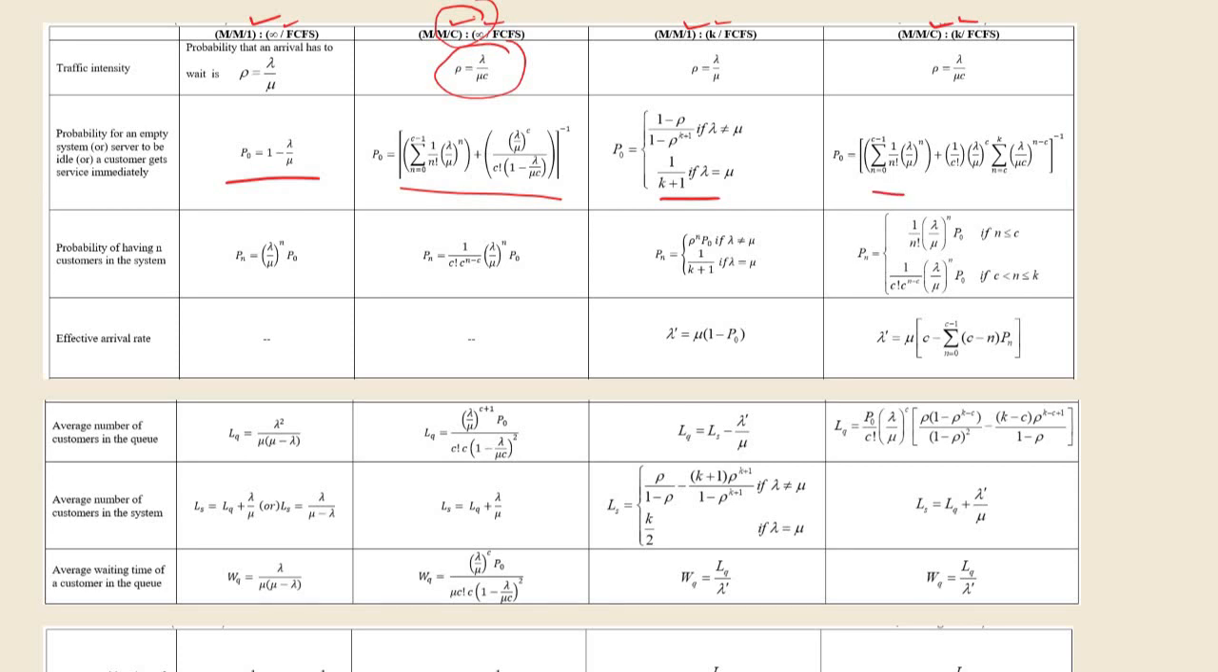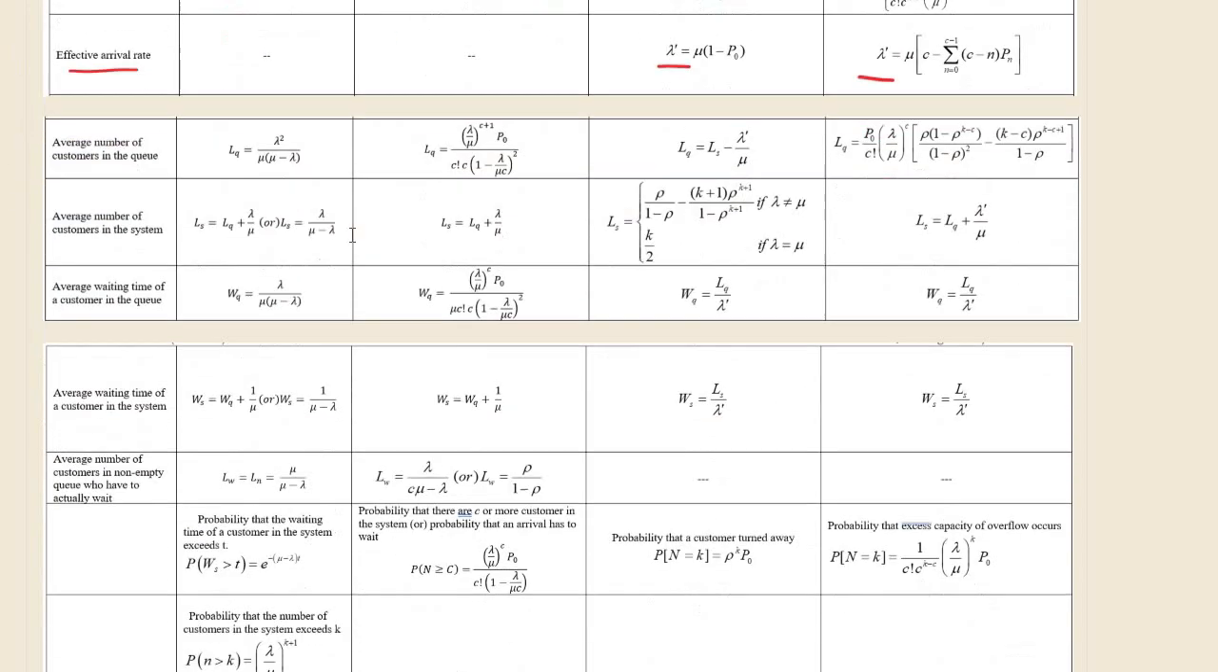I don't want to read all the formulas here. During the problems themselves I will explain which formulas we are using and how to do it. Looking at the next formula, the probability of having n customers in the system is denoted by Pn. The effective arrival rate is not there for the first and second models, and in the third and fourth models the effective arrival rate is denoted as lambda dash. That is different from the other two models.